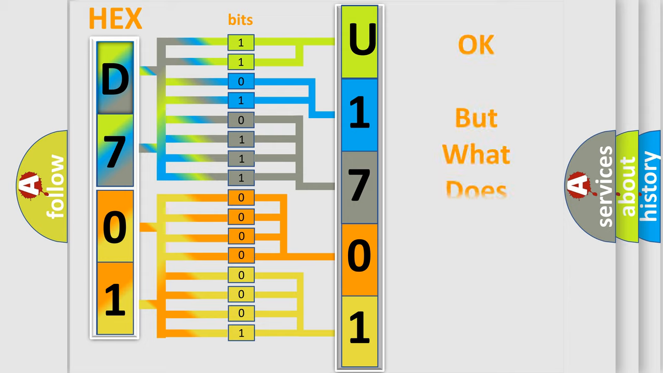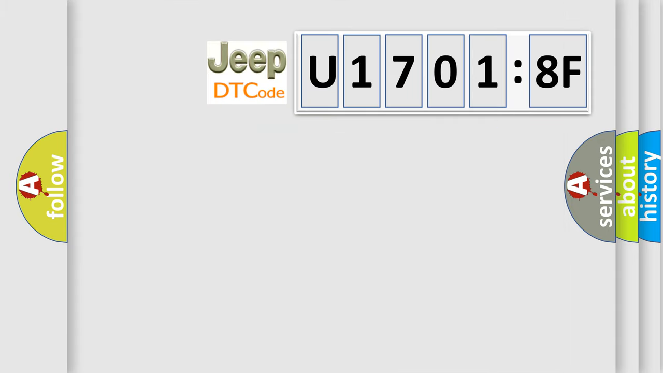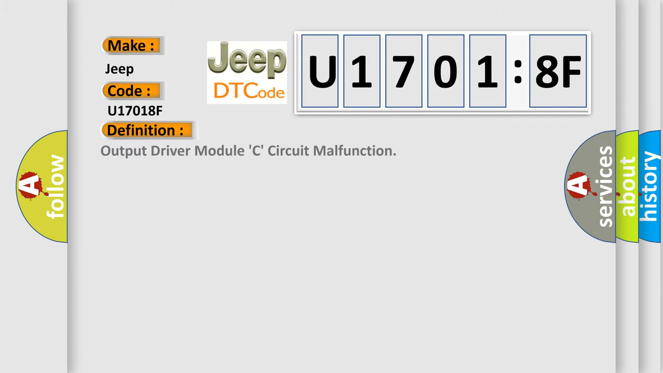The number itself does not make sense to us if we cannot assign information to what it actually expresses. So, what does the Diagnostic Trouble Code U1701-8F specifically mean for Jeep vehicles? The basic definition is output driver module C circuit malfunction. And now this is a short description of this DTC code.